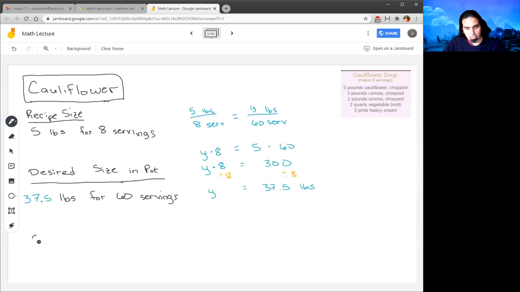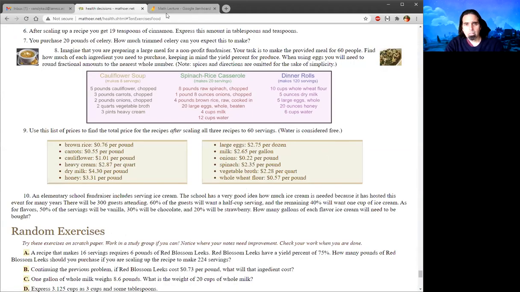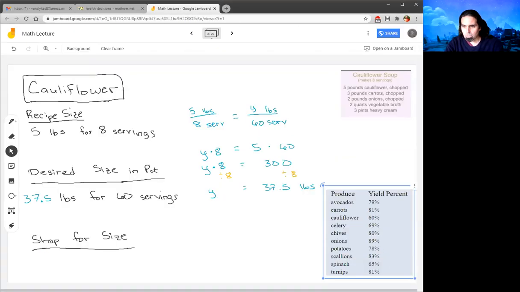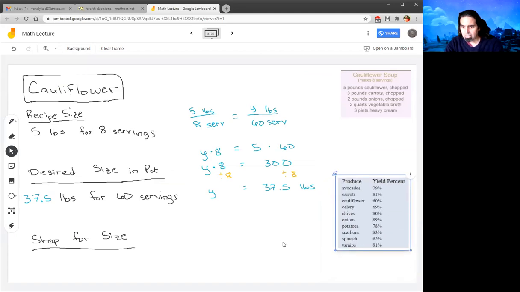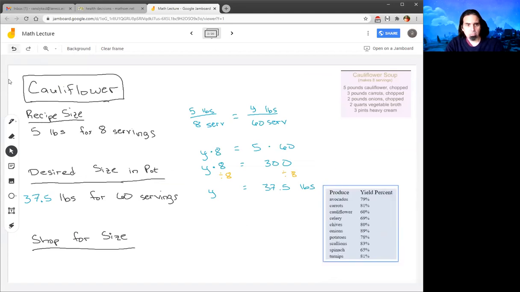We also need how much to shop for. Cauliflower needs some trimming. There's a yield percent for cauliflower. If we only shopped for the amount we just found, we wouldn't have enough. We would trim some and then there'd be too little and we'd be sad. So let's look for the yield percents for cauliflower. It's 60%.